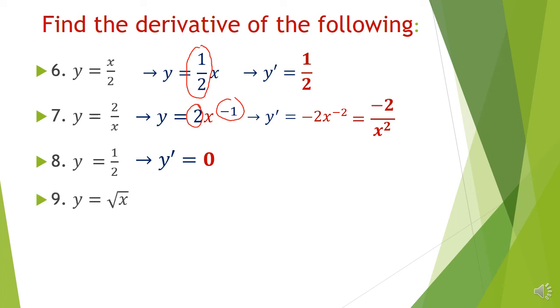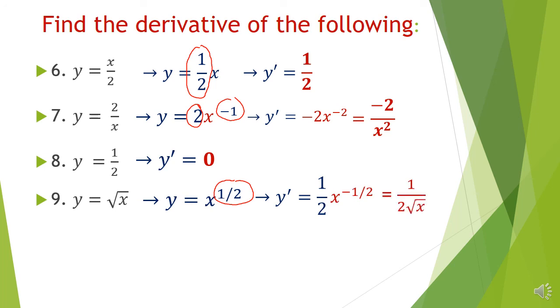For number 9, y is equal to square root of x. Every time you have a radical, you have to make the exponent obvious by writing it like this: x raised to the power 1/2. So, again, our rule says we just have to bring this down and subtract 1 from that exponent. So, that becomes 1/2 x to the negative 1/2. Simplifying, that is 1 over 2 square root of x. And if we rationalize, this becomes square root of x all over 2x.